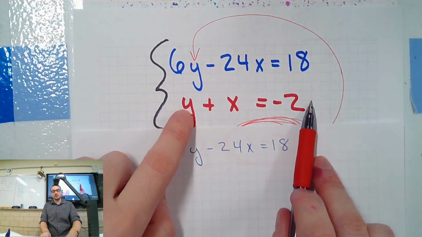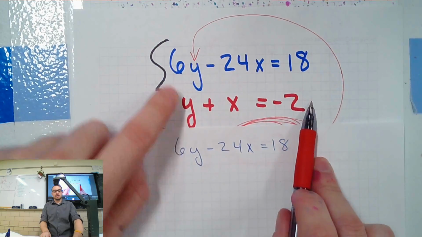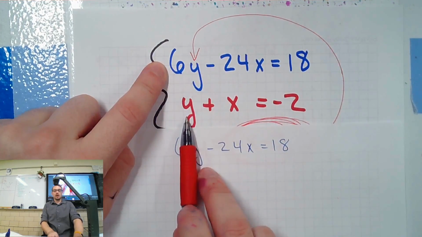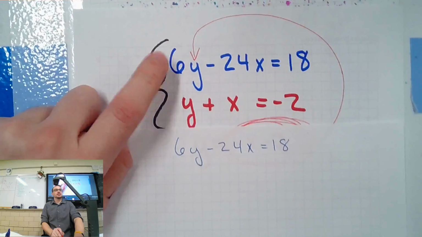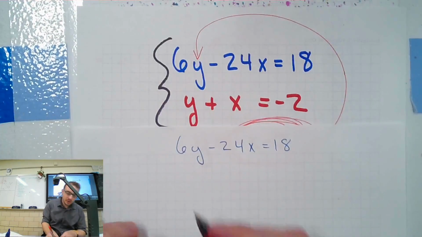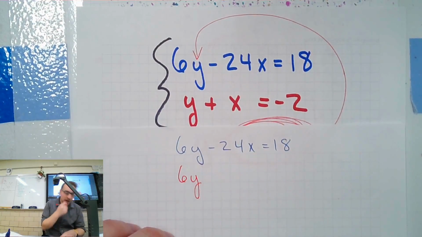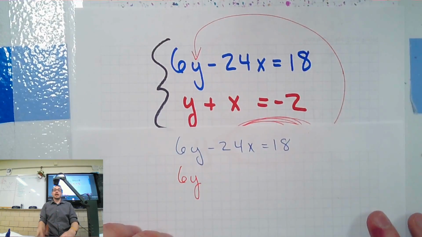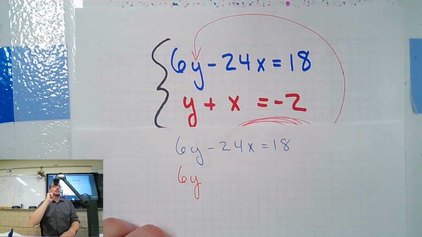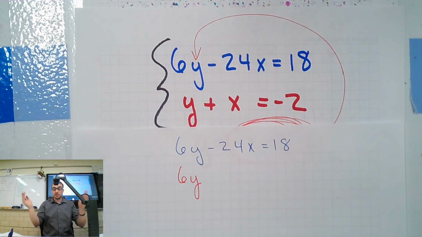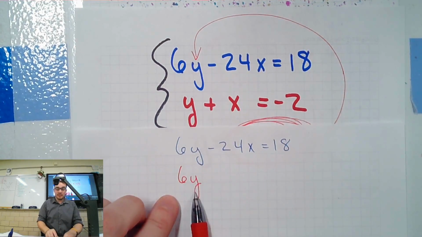If I want this y to look like 6y, what would I multiply y by to make it look like that? 6, right? The coefficient of y here is 1, and 1 times 6 gets us this. So I'm going to write 6y instead of regular y. Now, in order to do that, I multiplied, and I have to multiply everything by 6. Not both sides. I mean, technically both sides, but every term. So I multiply the y by 6, and that's what I got here.